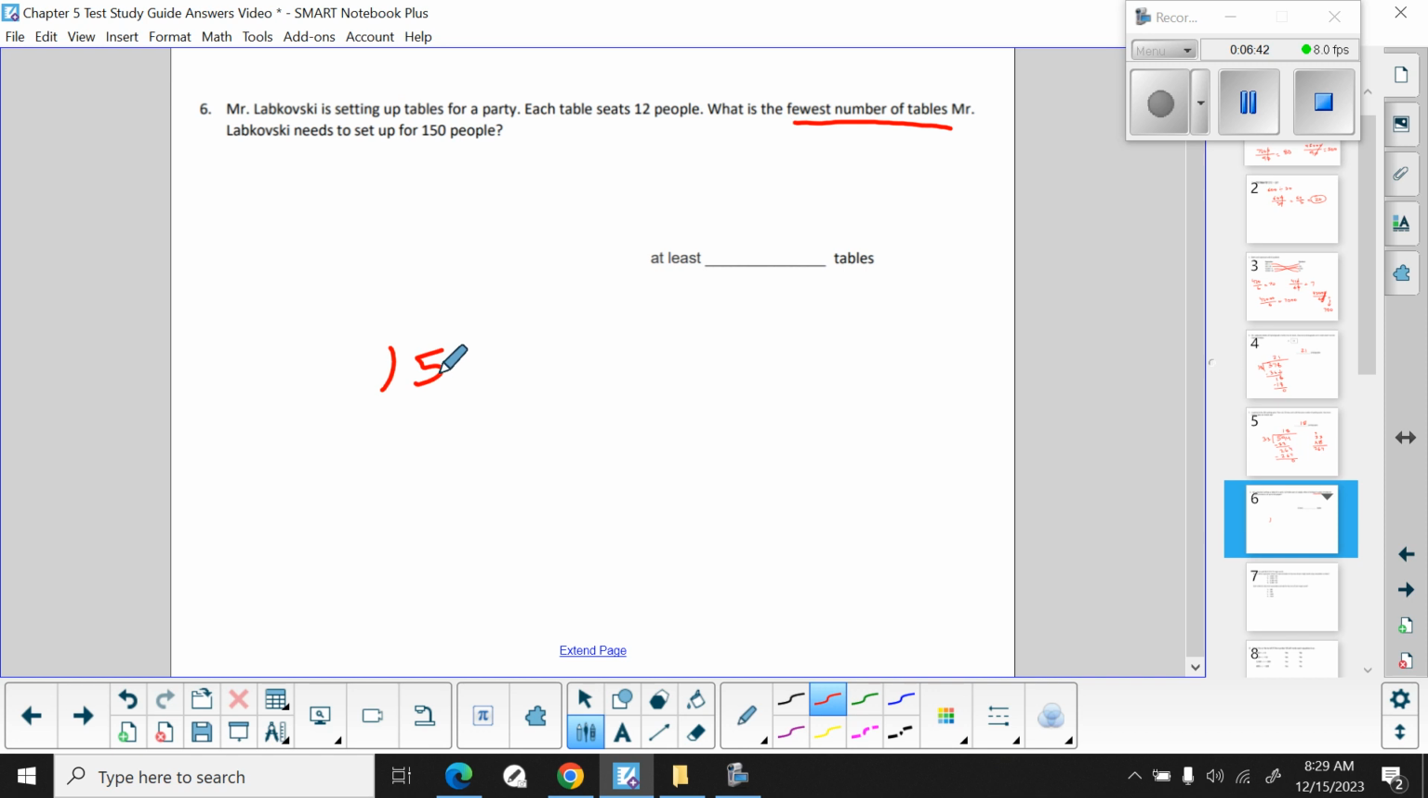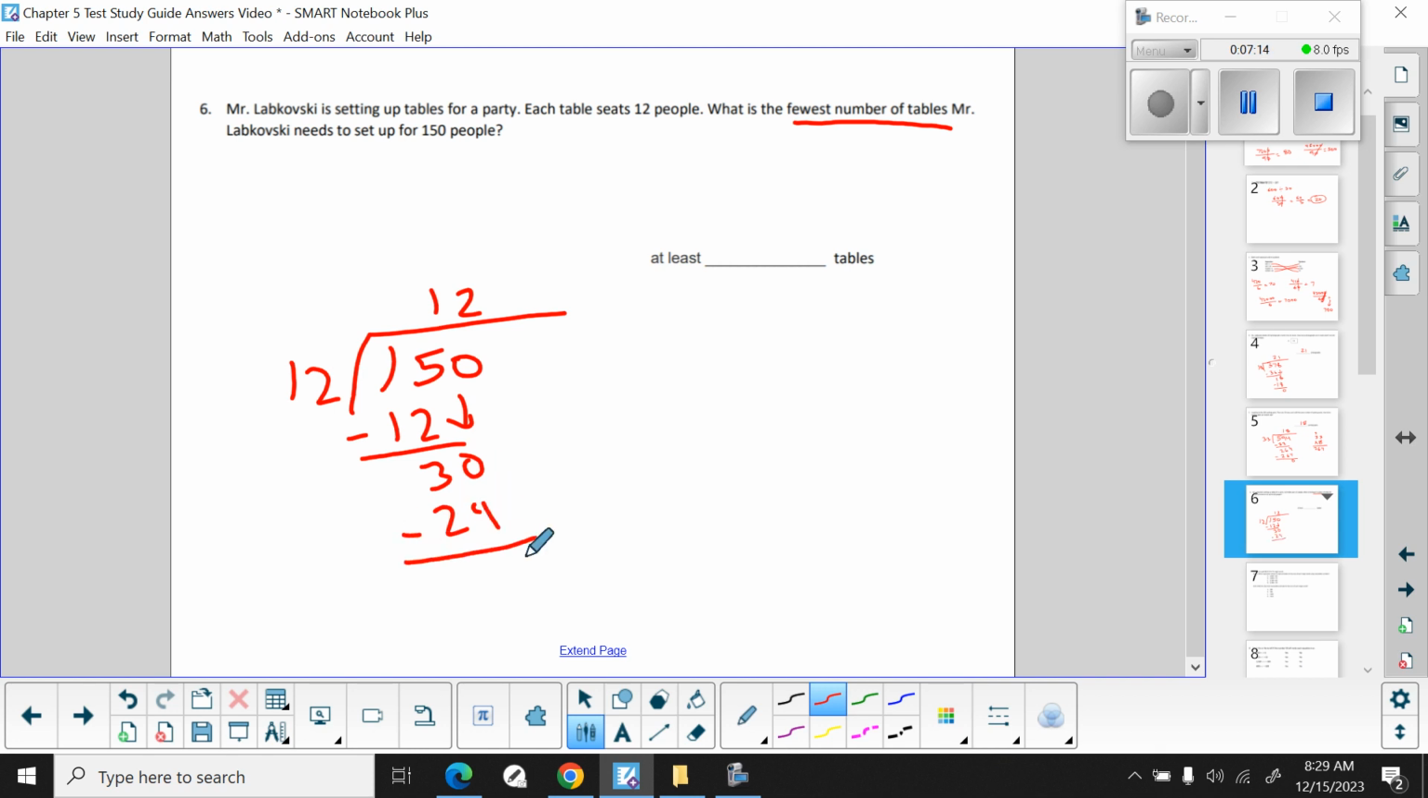Okay, so if I have 150 people and I divide them into groups of 12, let's see. 12 doesn't go into 1, but 12 goes into 15 one time. 1 times 12 is 12. Remainder is 3. 15 minus 12 is 3. Bring down 0. How many times does 12 go into 30? Well, 12 times 1 is 12. 12 times 2 is 24. 12 times 3 is 36. That's too much, so 2. 2 times 12 is 24. And my remainder is 6, so I get 12 with a remainder of 6.